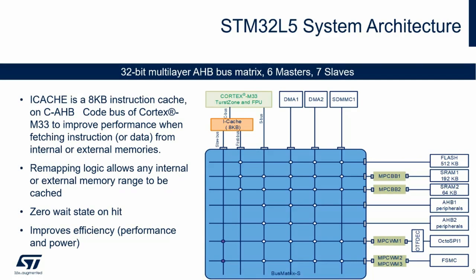This not only affects the performance, but also the power efficiency, and that's for two reasons. Firstly, the code executes faster, so the application can spend more time in one of the various low power modes. Secondly, the access to the cache is in fact more power efficient than accessing the original memory.